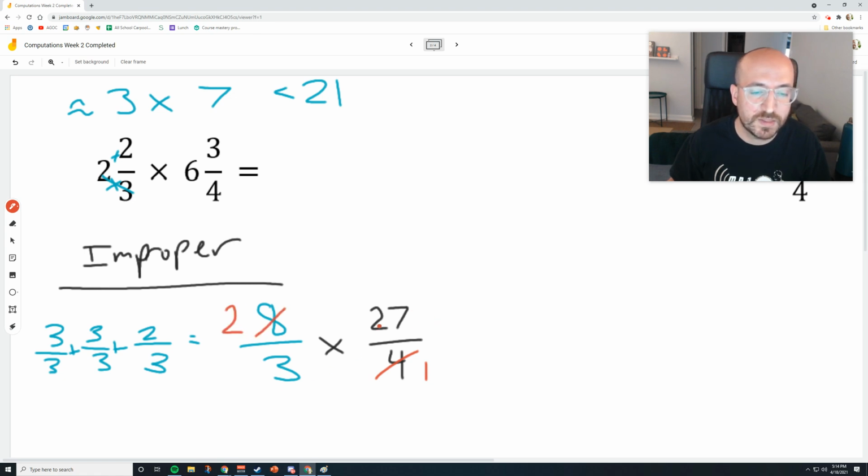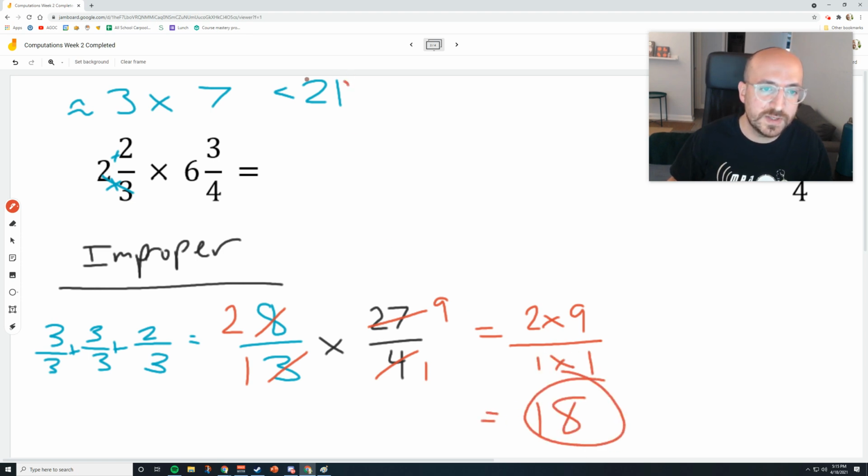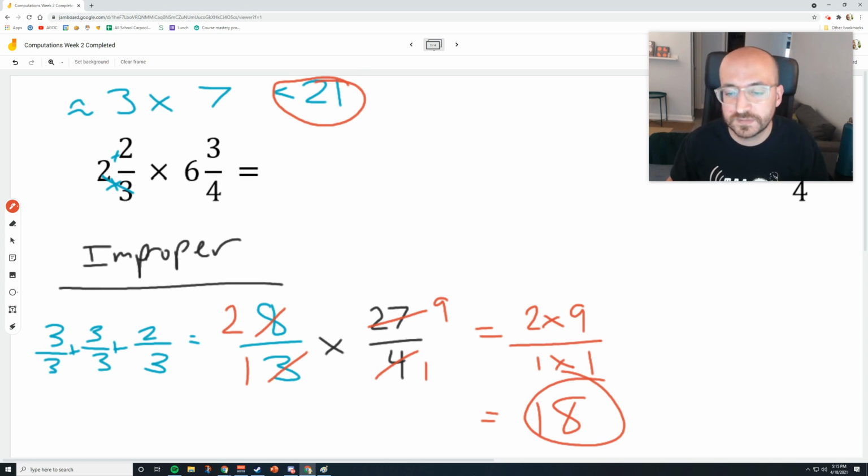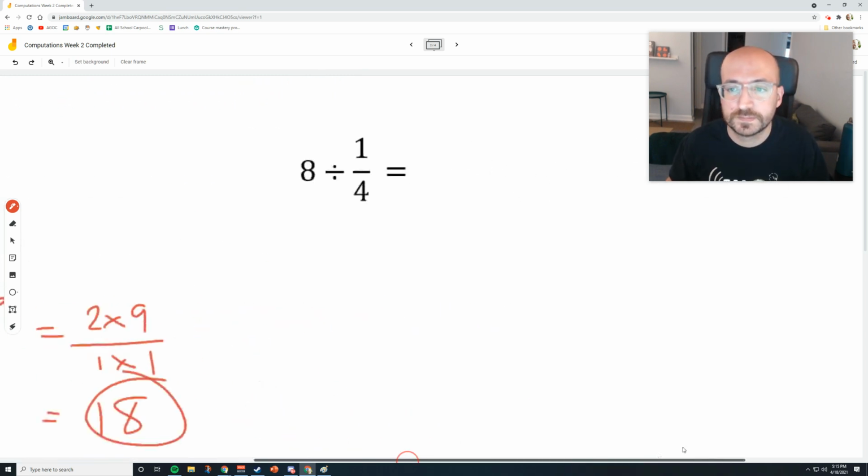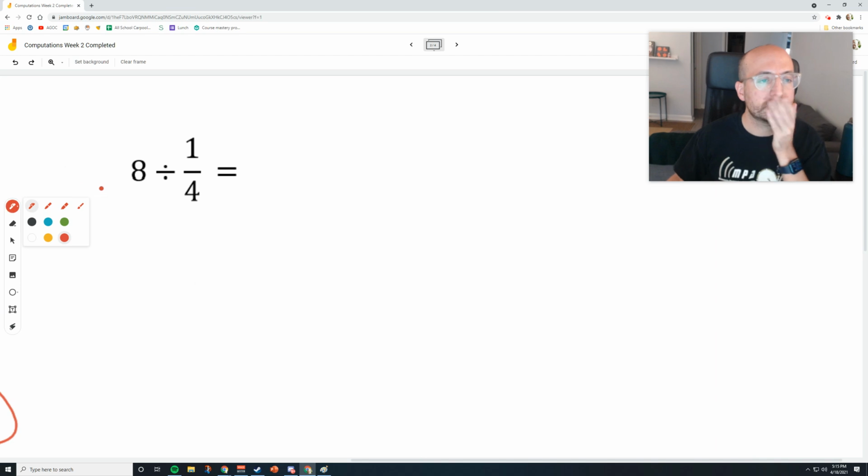What about 27 and 3? Yeah, I can simplify these both by 3. How many 3's are in 3? 1. How many 3's are in 27? 9. So now I just have 2 times 9 over 1 times 1, and that equals 18. What was our estimate? 21. So it was close. All right.